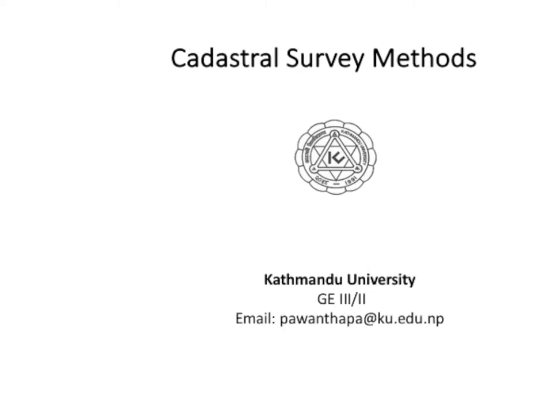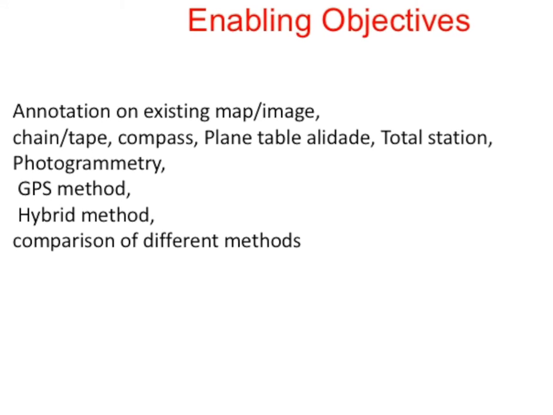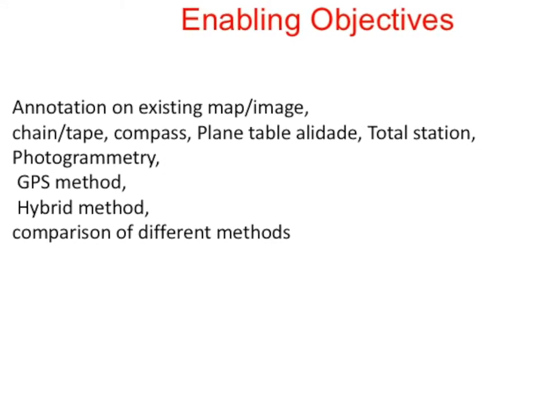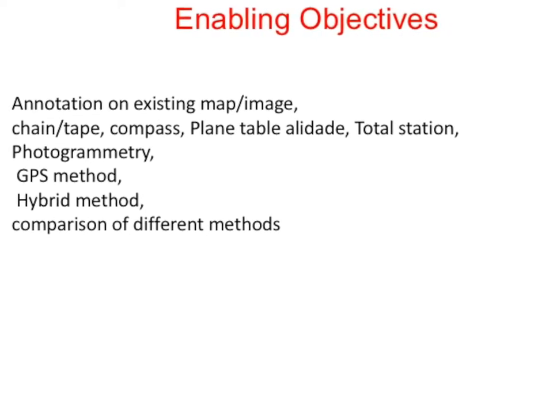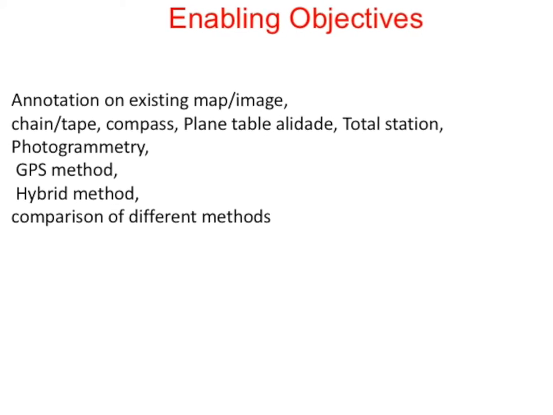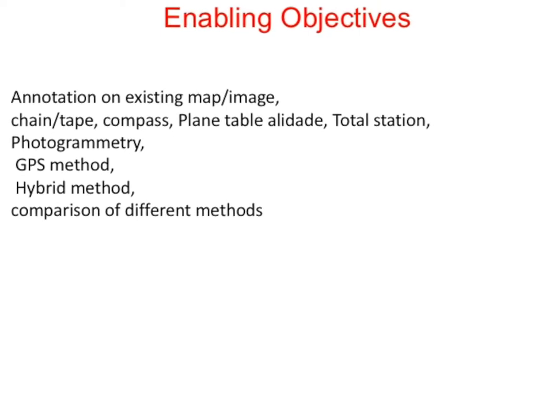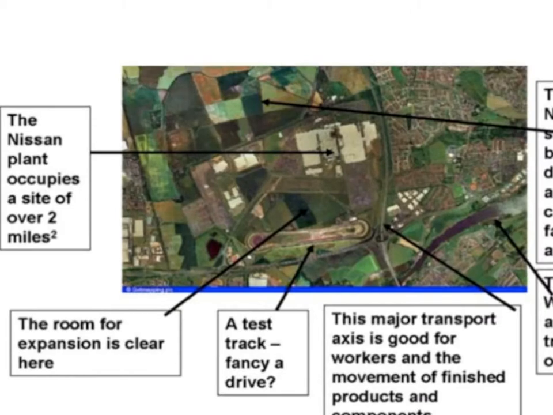Hello friends, let's talk about cadastral survey methods. The topics we will cover in this video are annotation on existing map images, chain, tape, compass, plane table, alidade, total station, photogrammetry method, GPS method, and a combination of two or three methods, the hybrid method, and a comparison of different methods.